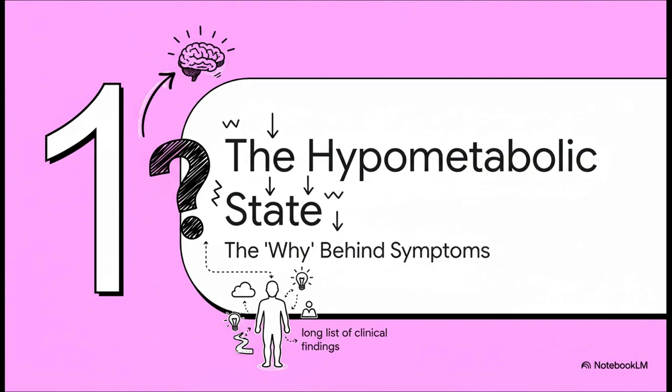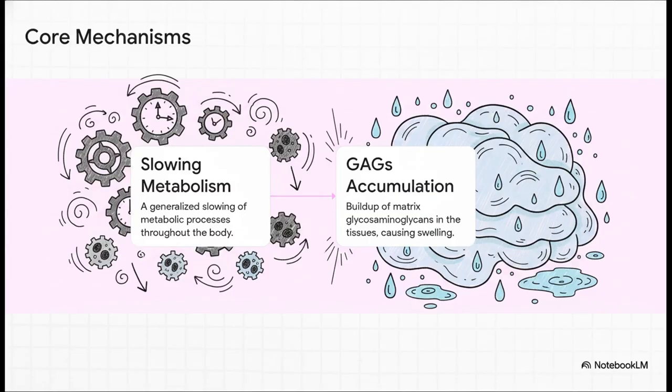Okay, let's get into our first section. I promise, if you can really wrap your head around this core problem, that long list of symptoms you have to memorize suddenly becomes super intuitive. This is the why that connects everything else. It really just boils down to two main things going wrong. First, without enough thyroid hormone, pretty much every process in the body just slows down. Think of it like all your cellular machinery is stuck in slow motion. And second, you get this buildup of these spongy, water-loving molecules called glycosaminoglycans, we'll just call them GAGs, in all your tissues, and they pull water in with them, which causes a very specific kind of puffiness.